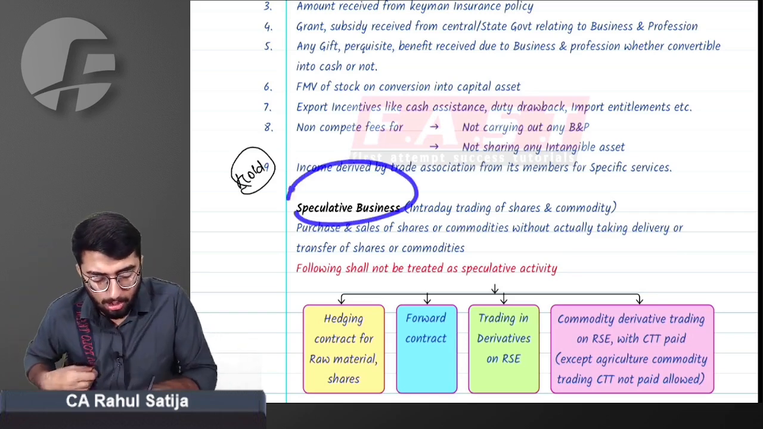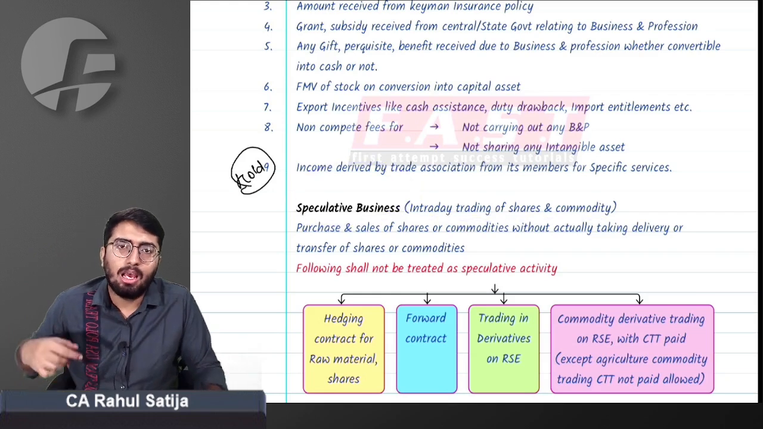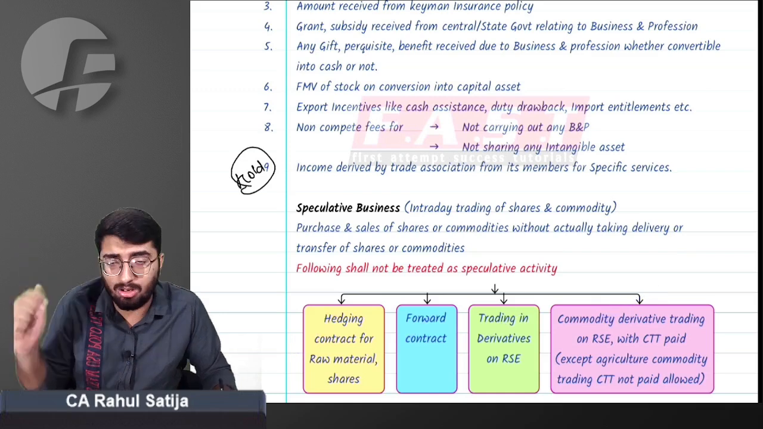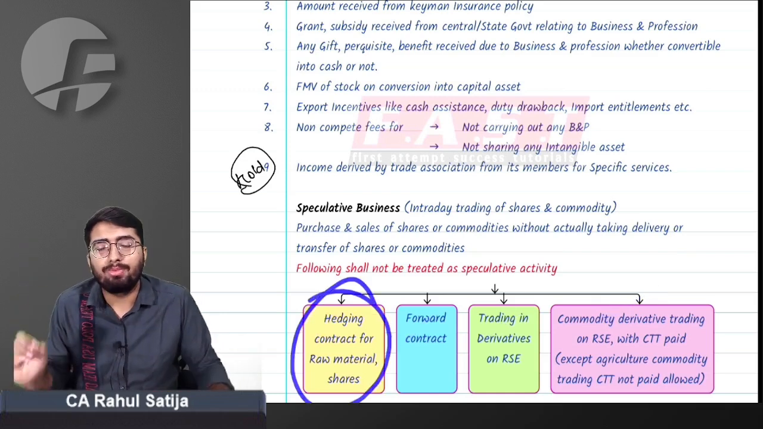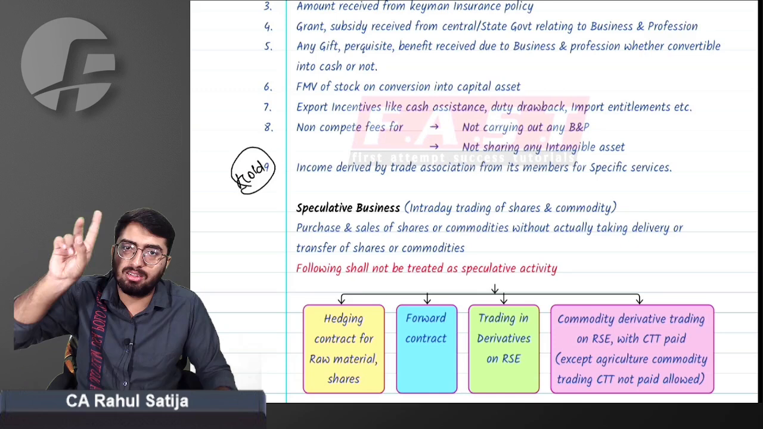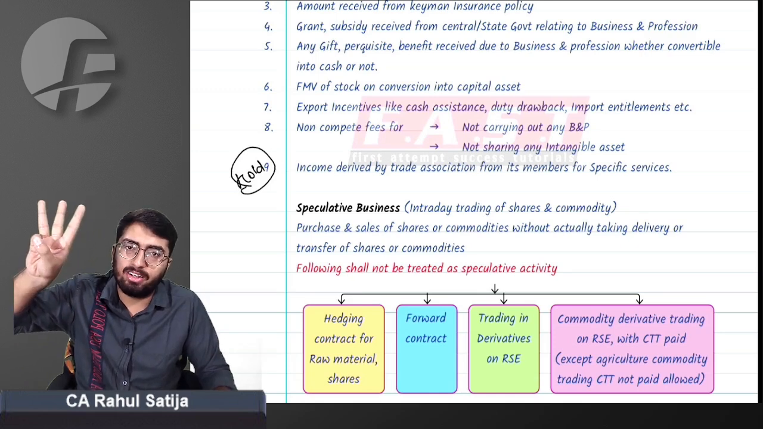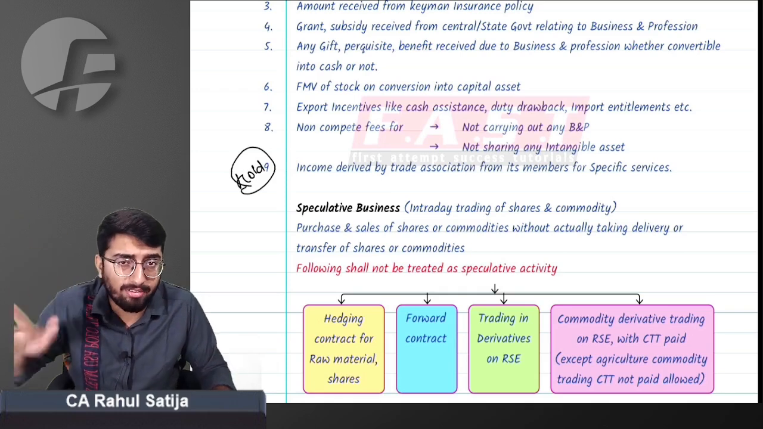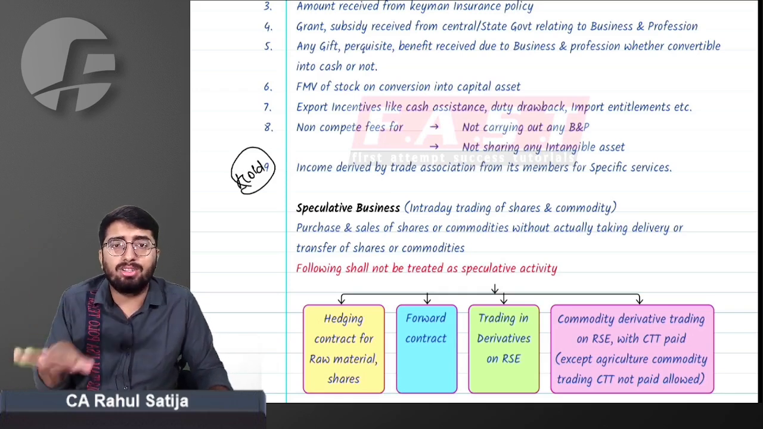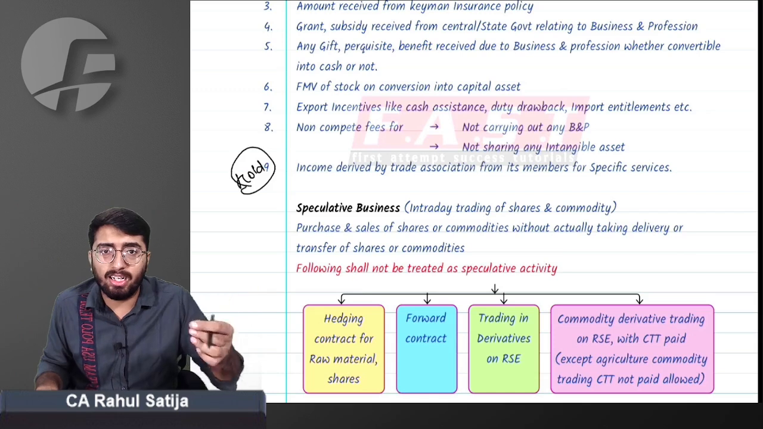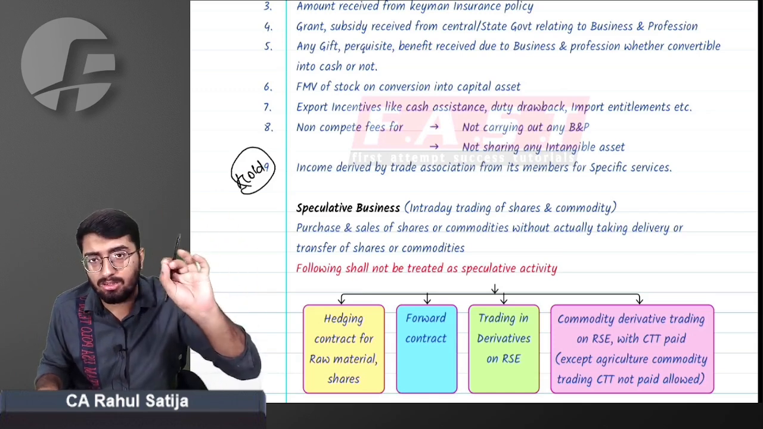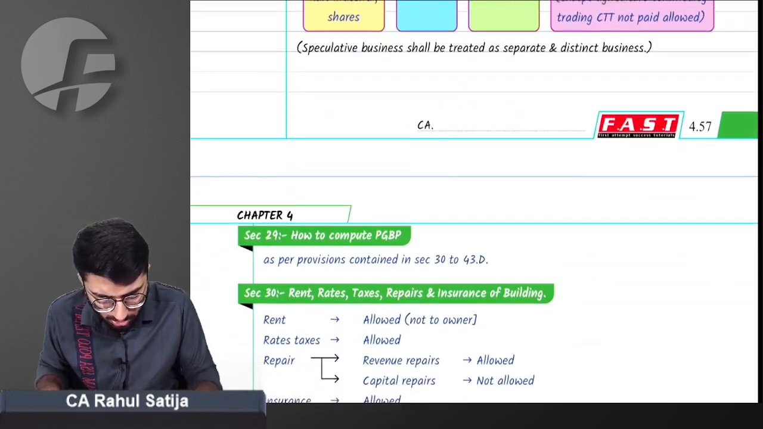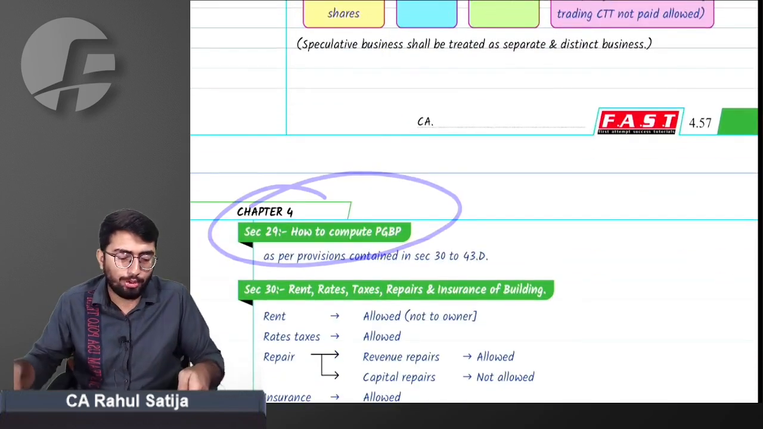Got this point? So every intraday business is speculative business, but these four businesses, despite having a nature like intraday business, are not speculative business. Namely: hedging contracts for raw materials, forward contracts, derivative trading on a recognized stock exchange, and commodity derivative trading on a recognized stock exchange, where CTT has to be paid. But even in case of agriculture commodities, if CTT is not paid, still it will be treated as non-speculative business. Got this point? So section 20 and how to compute PGBP.